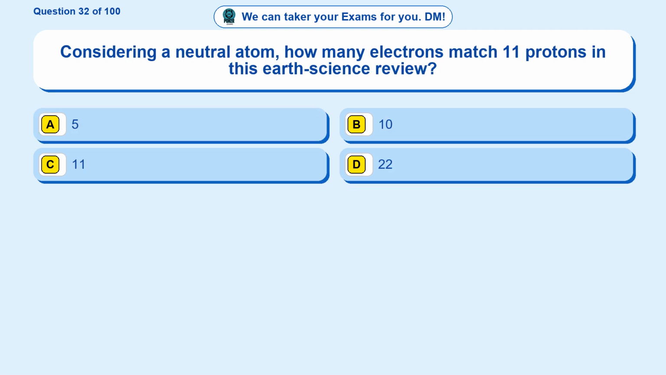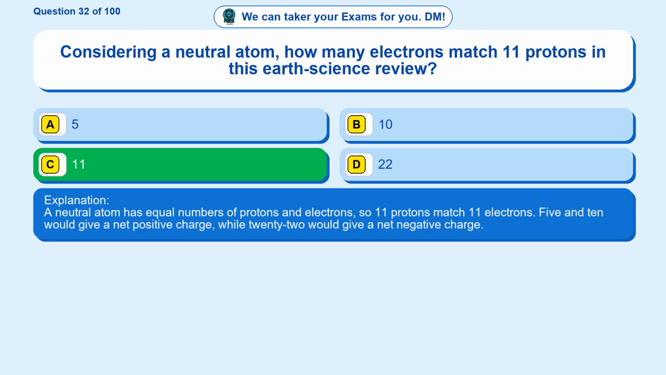Question 32. Considering a neutral atom, how many electrons match 11 protons in this Earth Science Review? Option A, 5. Option B, 10. Option C, 11. Option D, 22. The correct answer is option C. 11. A neutral atom has equal numbers of protons and electrons, so 11 protons match 11 electrons. 5 and 10 would give a net positive charge, while 22 would give a net negative charge.